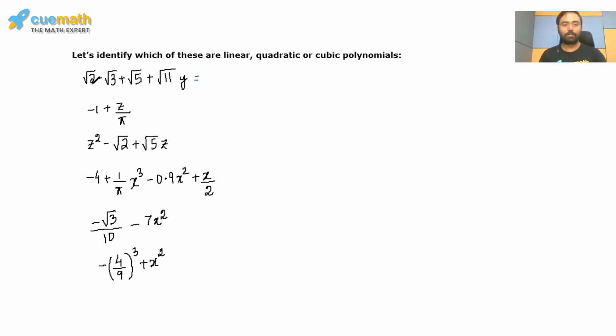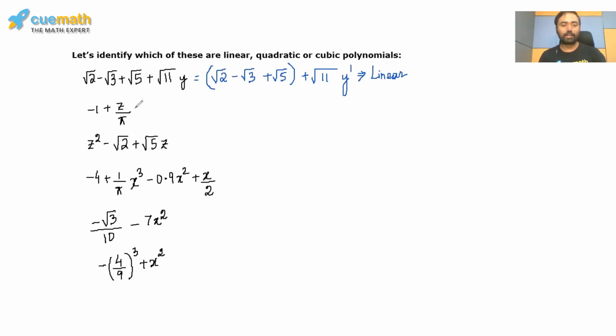So we have three constant terms. So negative 2, square root of 2, negative square root of 3, plus square root of 5. These three are constants. So these three can be combined to form one term, plus square root of 11y. And the power of this variable is 1. So we know that the highest power or the degree of the polynomial is 1, and it is called a linear polynomial. So hence this is a linear polynomial.